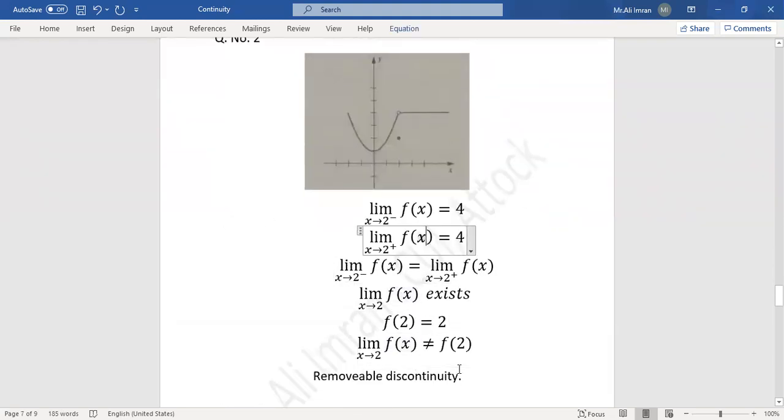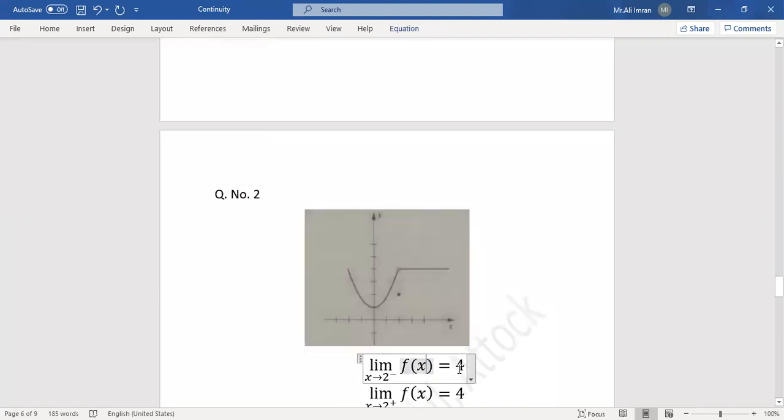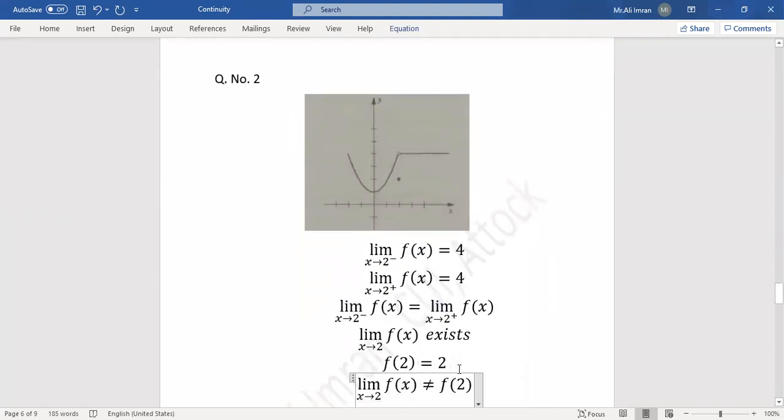Now let's do an example of another type, that is removable discontinuity. Question number 2. If we approach the limit from the right hand side at x equal to 2, we get the value of the function 4. And if we approach from the left hand side at x equal to 2, we get the value of the function 4. The left hand limit is equal to the right hand limit, and the limit exists.